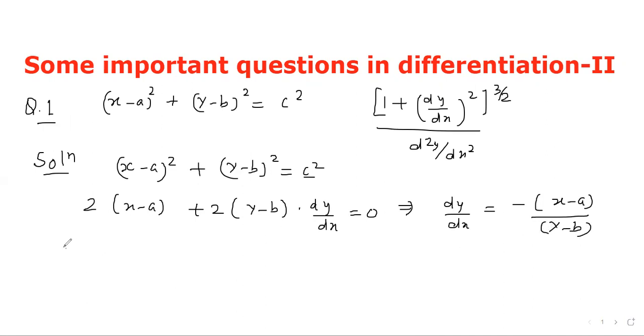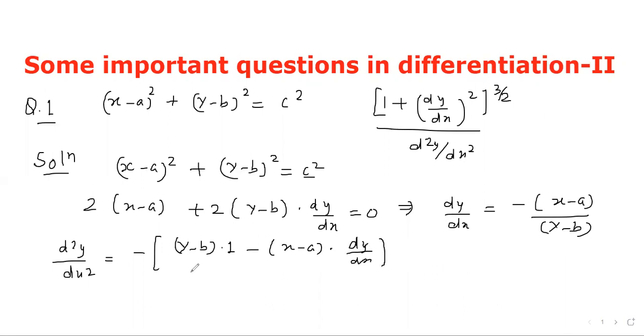Now we find the second derivative. So d2y by dx2 equal to minus sign outside, quotient rule. So (y minus b) times derivative of (x minus a), that will give 1, minus (x minus a) times derivative of (y minus b), that will give dy by dx. Whole divided by denominator square, that is (y minus b) whole square. Now we have dy by dx as minus (x minus a) divided by (y minus b). So we can put this value here. When we put it, this minus sign and this minus sign will become plus.